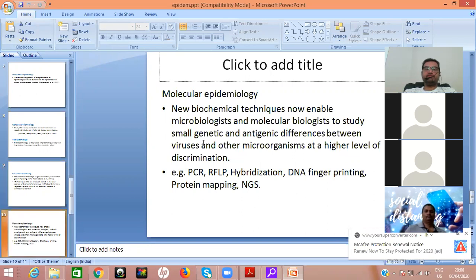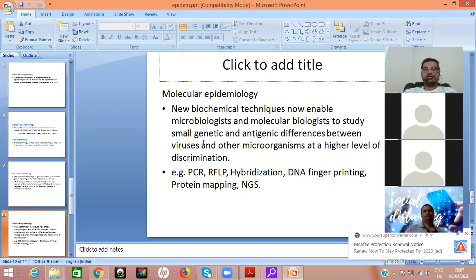Now, molecular epidemiology. Molecular epidemiology is nothing new. As the science grows, the newer techniques are playing a role in studying the epidemiology of a disease. By knowing new biochemical techniques, the microbiologist or the virologist or molecular biologist studies the small genetic changes, small antigenic changes among the viruses or bacteria or whatsoever it is. And with the help of these small changes, we can predict the occurrence of disease in the population.